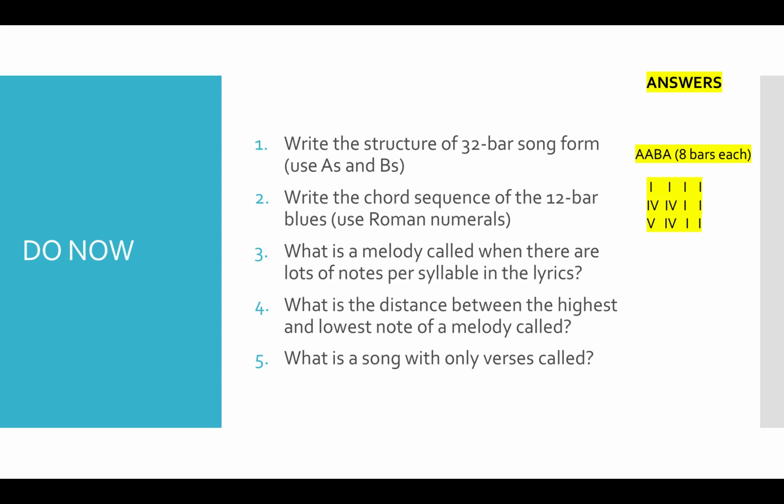The melody, when there are lots of notes per syllable, is called melismatic, and we know that the opposite of that is syllabic, when there's one note per syllable. The distance between the highest and the lowest notes of a melody is called its range, and a song with only verses is called strophic. So give yourself a tick or a cross for those.